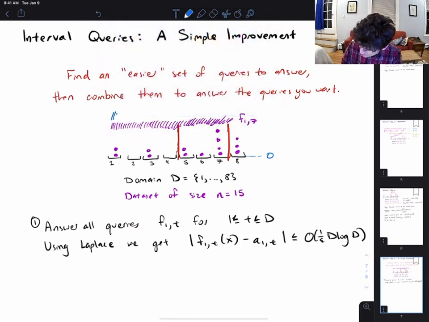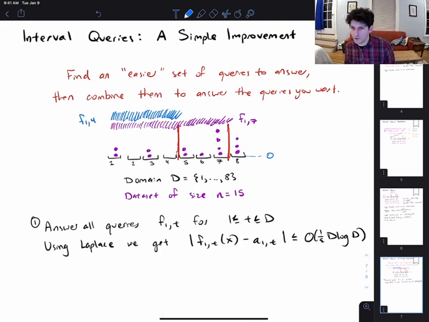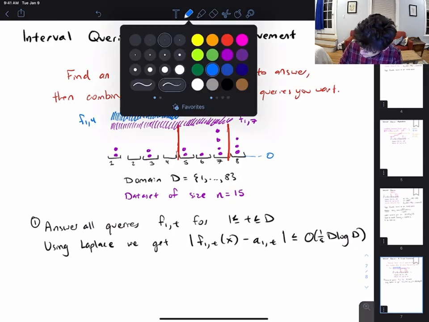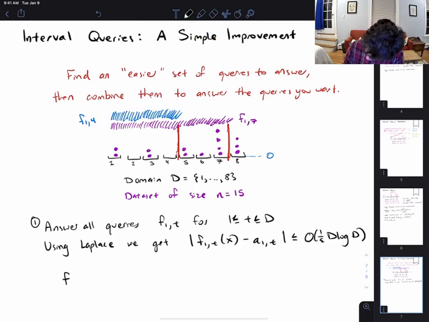So what if I just figure out how many of those people there are and subtract them off? And that's just the query f1 through 4, which is a query I have. Okay, so the difference between the answers to these two queries is exactly the thing I care about.